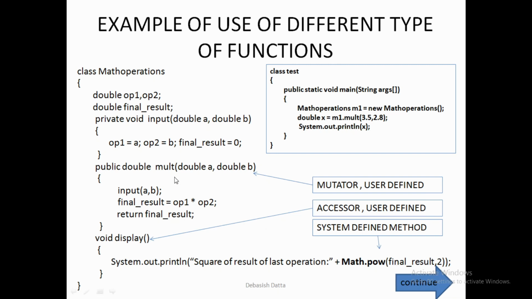Therefore, these merge function, display function and input functions are user defined functions, and the pow function is a system defined function or predefined function. We have discussed user defined functions, system defined functions and the different types of functions in more detail in the next chapters, which are available in the next videos. You can go through it. But this video gives a good introduction or an overview of the different kinds of functions available in Java.